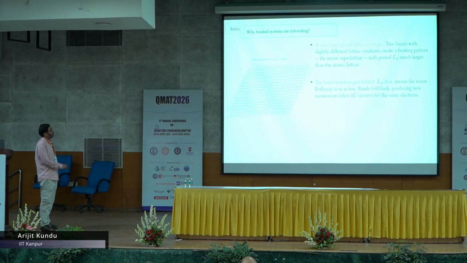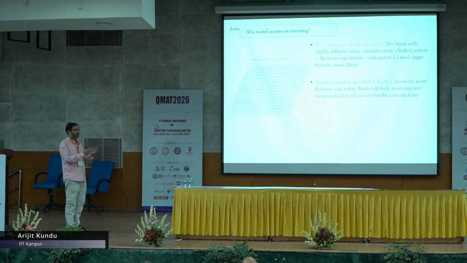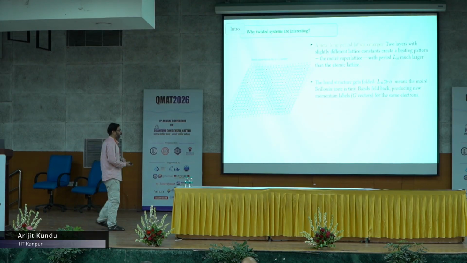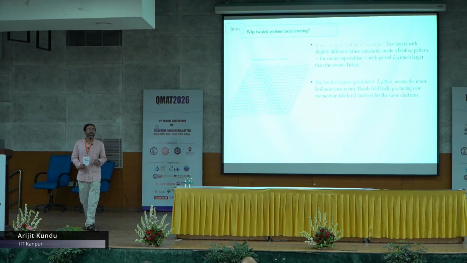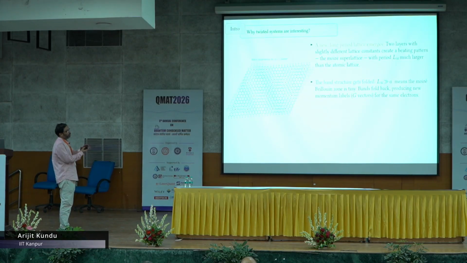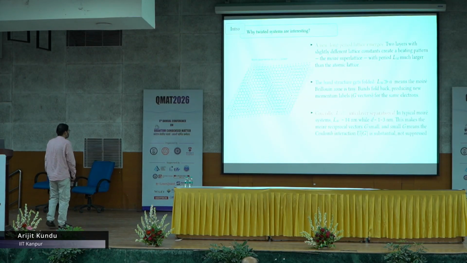The band structure gets folded essentially. As you make the real space lattice larger, the Brillouin zone becomes smaller. So you fold your original untwisted band into the twisted band. So it becomes many bands in the twisted Brillouin zone.